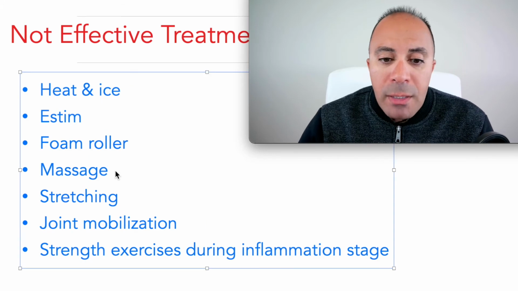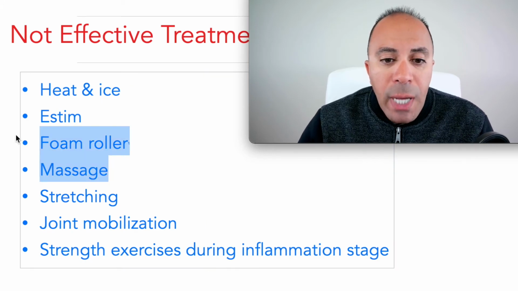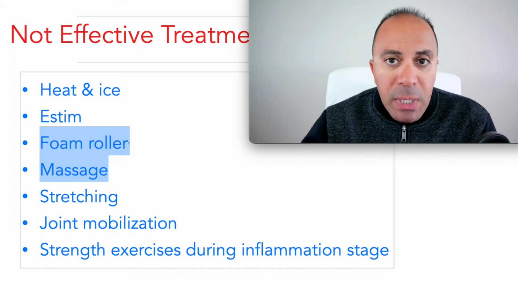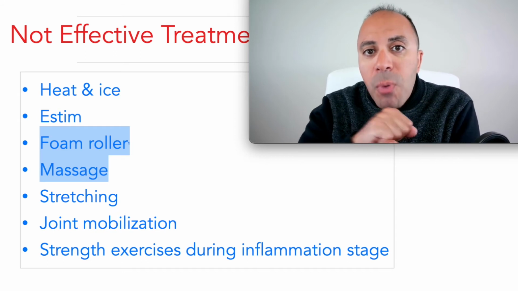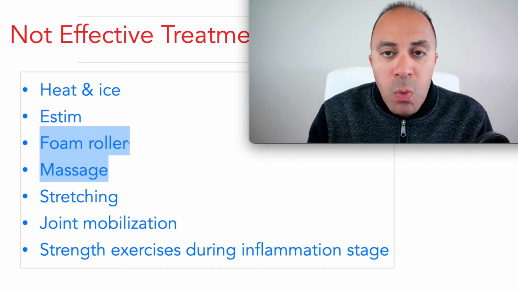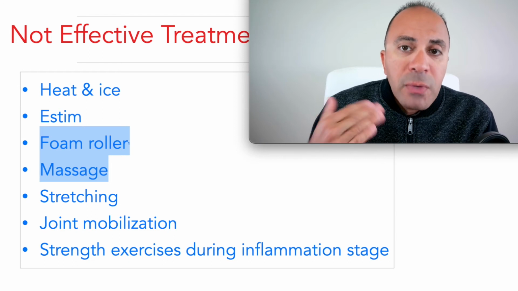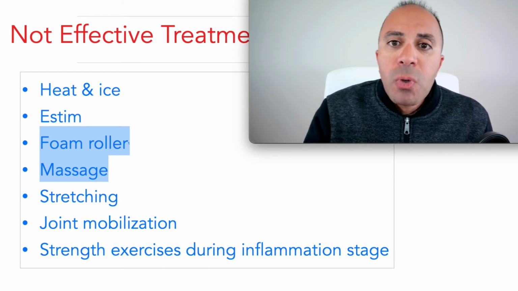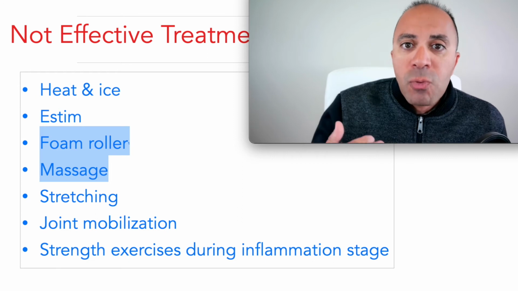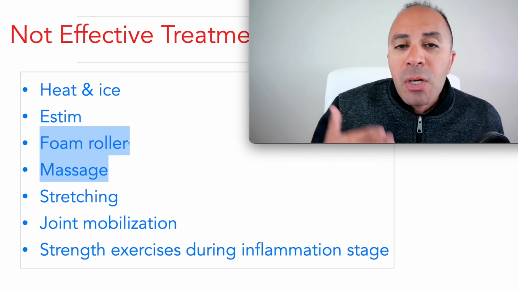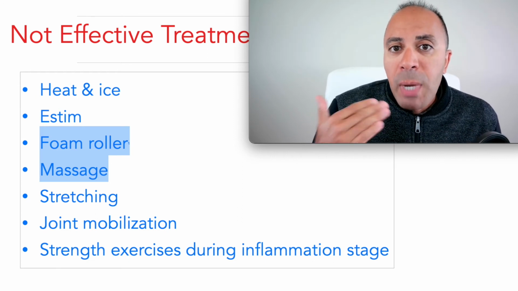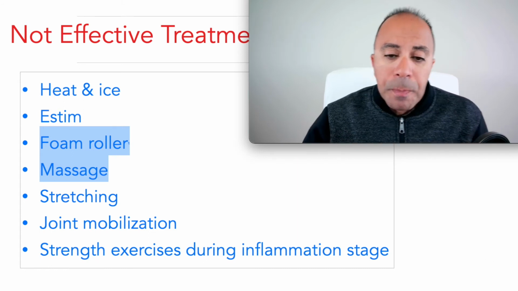The other things commonly used are massage and foam roller. Think about it this way: if you have an inflamed area and you start to rub over it, you're going to inflame it more. It's actually going to make it worse. And if you inflame it more, you might cause more micro tears, and that will cause more scar tissue and actually could have a negative effect by making the symptoms worse.